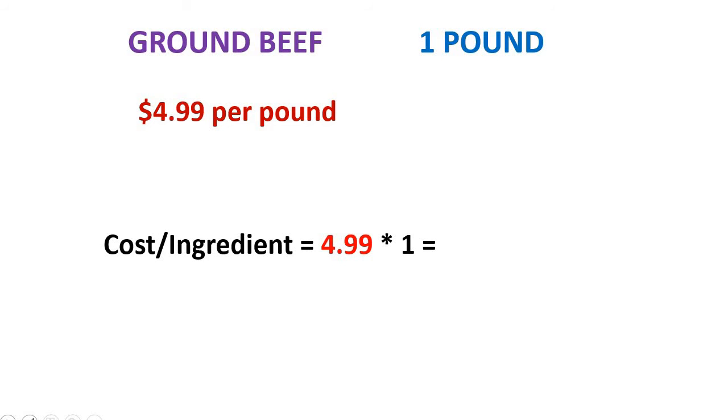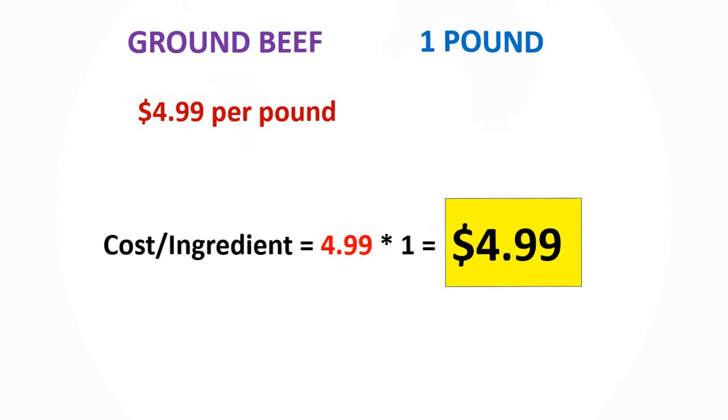Alright, so now the ground beef. Well, it's $4.99 per pound. I need 1 pound. So how much am I paying for my ground beef? Excellent, $4.99. So there we go. We got the bacon done. We got the ground beef done.